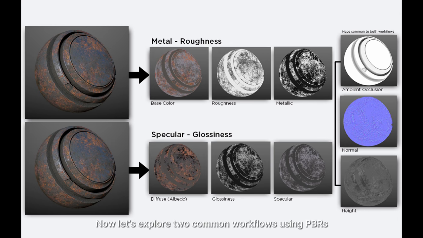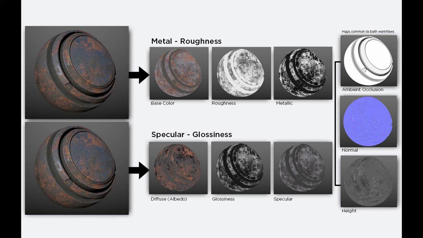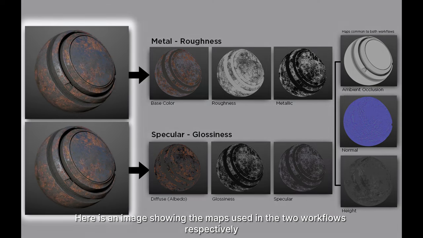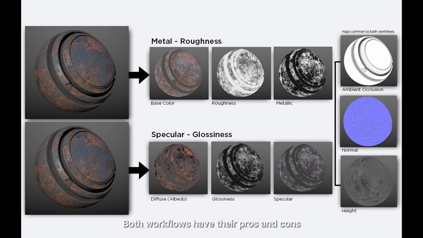Now let's explore two common workflows using PBRs, which are metal-roughness and specular-glossiness. D5 Render uses the former, which is also the mainstream workflow used by most real-time renderers. Here is an image showing the maps used in the two workflows respectively. Notice there isn't much difference. Both workflows have their pros and cons.